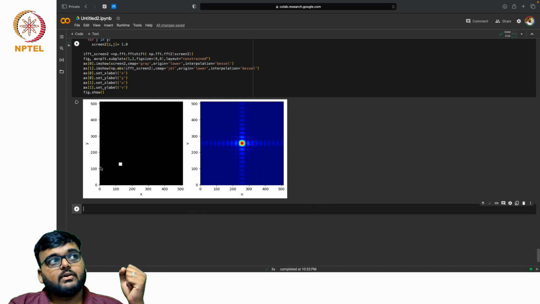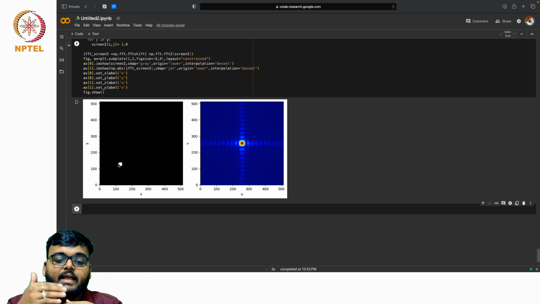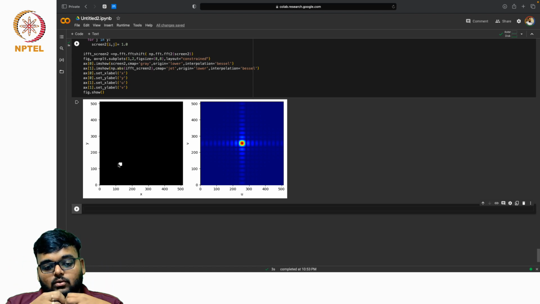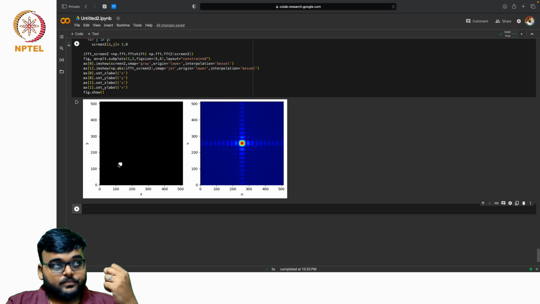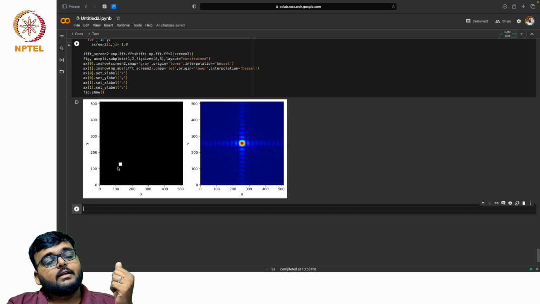Now why is it like a plus sign? Because it's not circular, it's a rectangular surface, so it has abrupt endings at two corners, so the diffraction pattern will be more towards the edges, not the corners. Okay, now if you see here, it is shifted by some function.